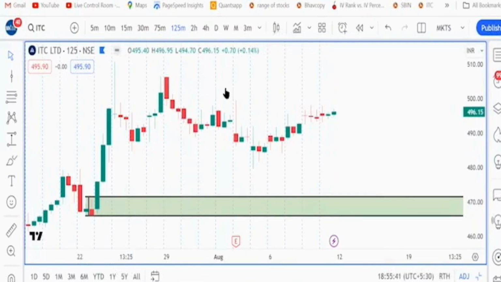So now let's look at some supply examples, supply zones. Same rules, but now instead of looking below current price, we'll have to look above current price.